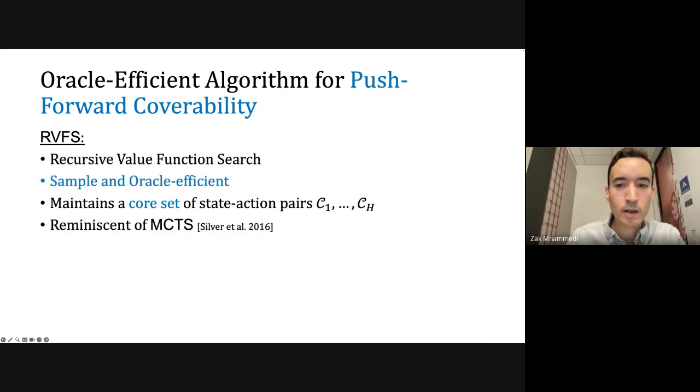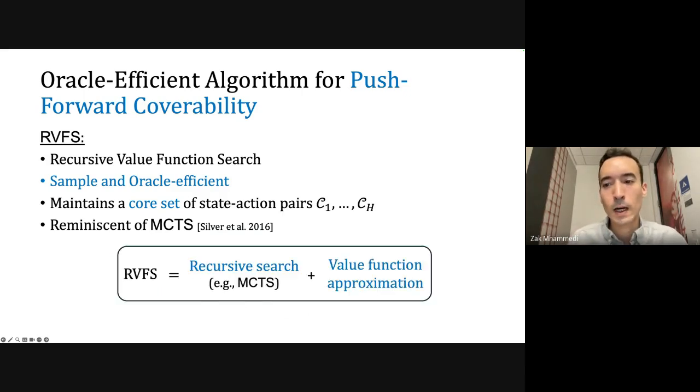And finally, the recursive nature of RVFS is somewhat similar to the recursive search used in MCTS. But unlike MCTS, which typically only works for tabular environments, RVFS comes with provable guarantees that extend beyond tabular and linear.